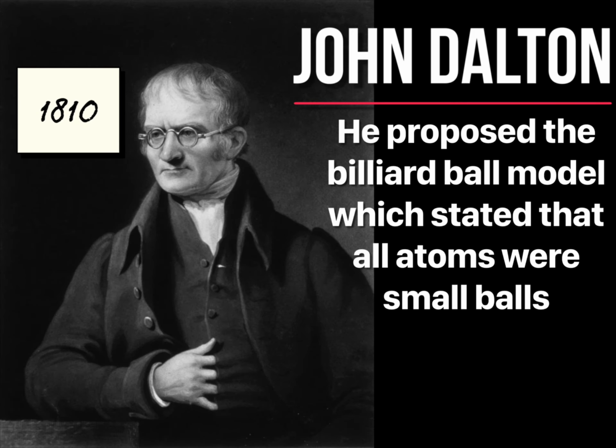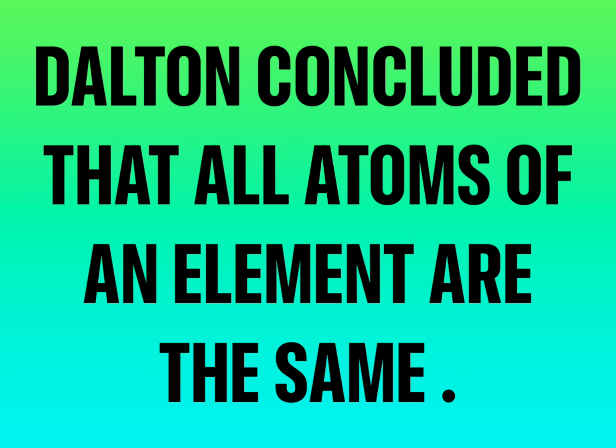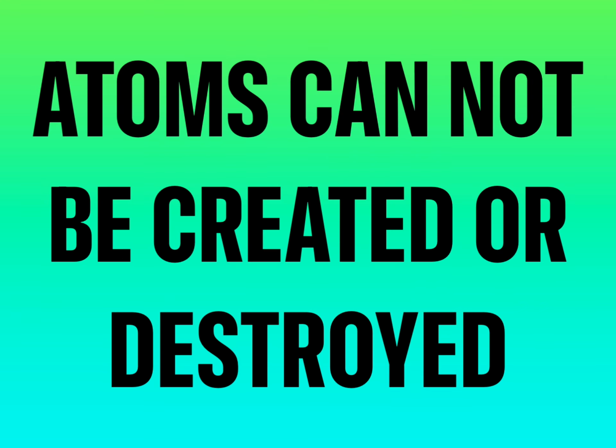Then, a few thousand years after Democritus came the British scientist John Dalton. In the year 1810, he proposed the billiard ball model, which stated that all atoms were like small billiard balls. Of course, now in the present, we know that atoms have a complex interior structure with subatomic particles, but at that time, he didn't know that, and it was a significant achievement. After studying the atom, Dalton concluded that all atoms of one particular element are the same. For example, if you take a carbon atom, all the atoms of carbon element are the same. And most importantly, atoms cannot be created or destroyed.